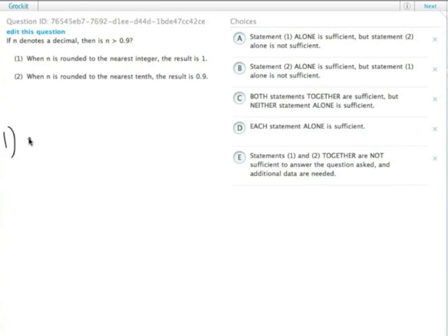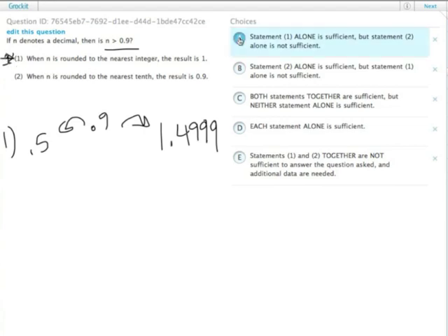Statement 1 tells us that when n is rounded to the nearest integer, the result is 1. So n could be anything from 0.5 to 1.4999. And 0.9 is kind of somewhere in the middle. Since the answer is sometimes yes and sometimes no, whether n is greater than 0.9, we can't determine sufficiency based on this because n could go either way. So it's not A and it's not D.